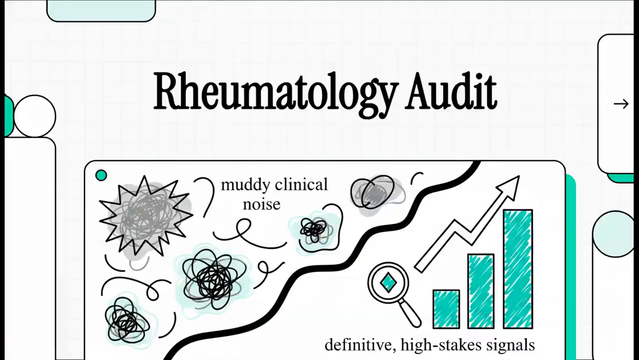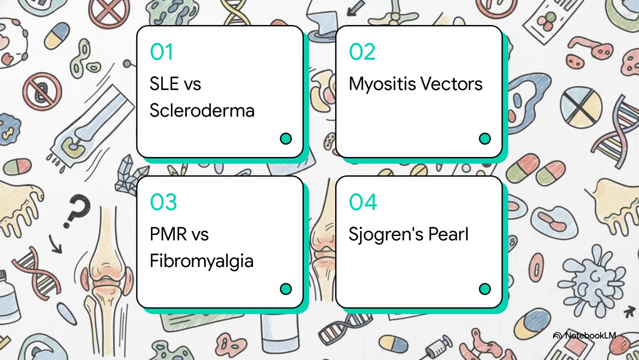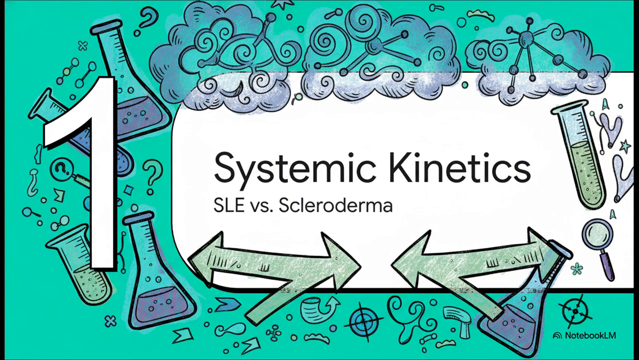Let's get to it. So here is our docket for today's audit. We're looking at SLE versus systemic sclerosis, polymyositis versus dermatomyositis, PMR versus fibromyalgia, and finally, a crucial Sjogren's pearl. Module 1, the systemic kinetics.